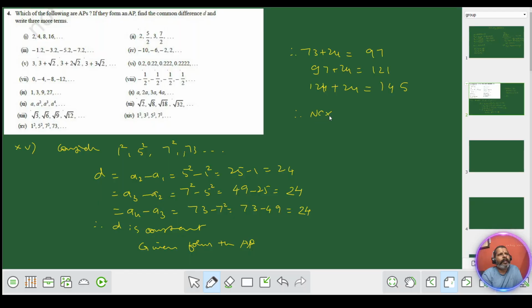Therefore, next three terms are 97, 121, 145. This completes the first exercise in arithmetic progression. Okay, it is based on basic terms finding, constant common difference finding. Check whether the given sequence is in AP or not. If it is in AP, find a few more terms like that. Very simple exercise. Thank you.